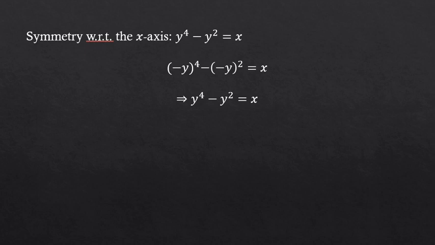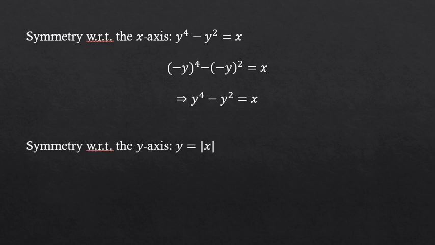And graphically, what symmetry with respect to the x-axis looks like is if you took that rectangular coordinate system, that coordinate plane, and you folded it in half on the x-axis, the top half of the graph of your equation would line up perfectly with the bottom half of the graph of your equation. So that's what we mean by symmetry with respect to the x-axis.